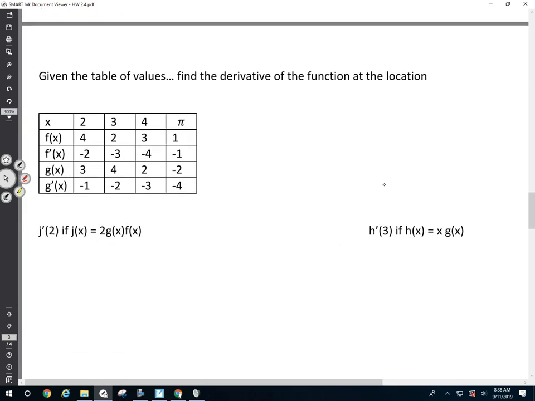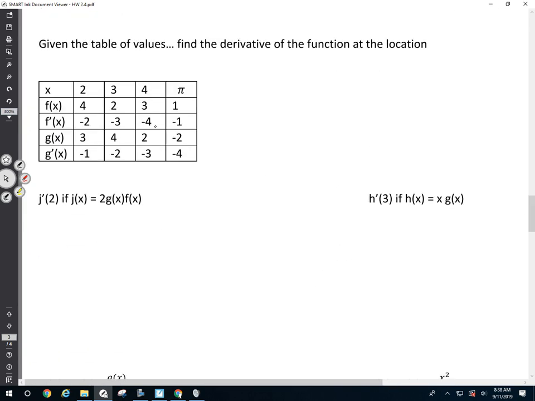All right, table problems. Here we go. We have some information. We're trying to find specific derivatives of specific functions, like j's derivative at 2. So I got to find j prime. Now, two ways we can handle this too. We can leave it out and then take the derivative of the product, making sure that we use the product rule. Or you can kind of bake it in.